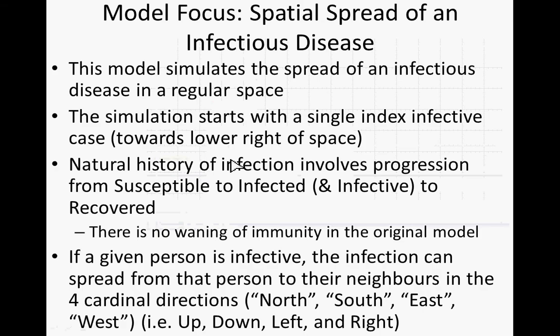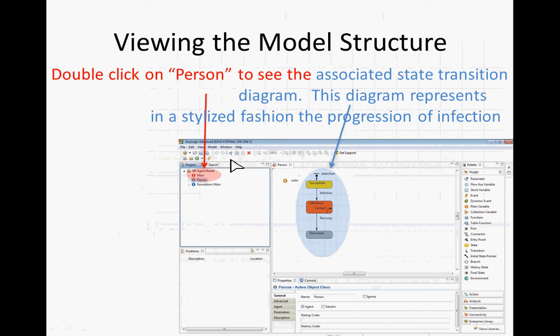The way this infection will spread, it will spread from a person to neighbors in only 4 directions, north, south, east, and west. So it's localized spread. They're not spreading to someone way across space. You require physical proximity for spreading. So if you double-click on person, you can see the state transition diagram. Double-clicking on it will open up this window in the canvas.